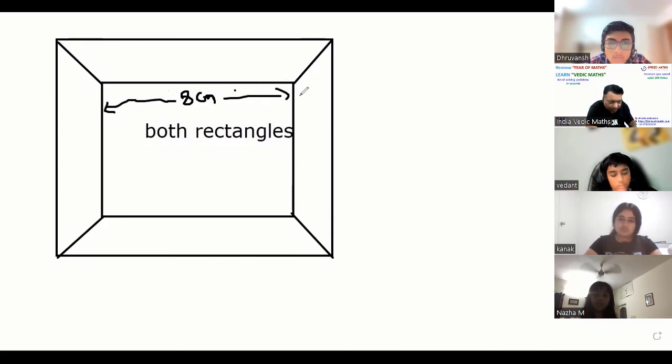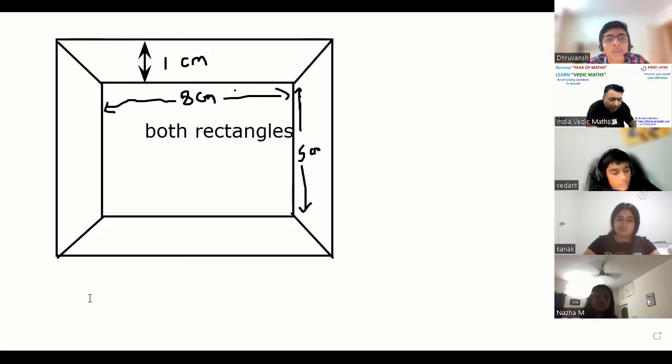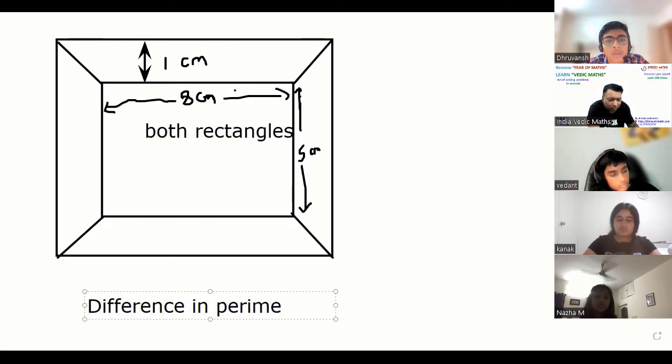And this side is 5 centimeter. Okay. The 8 and 5. And you can assume the width of all the 4 sides is equal, say 1 centimeter. So I want a very simple question, okay? I don't want anything else. Find out the difference in perimeter of both. Calculate.